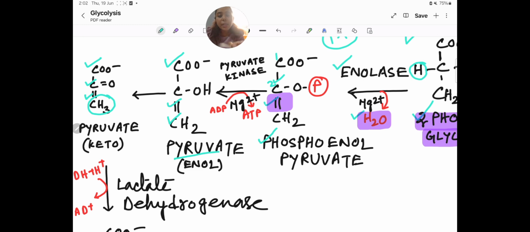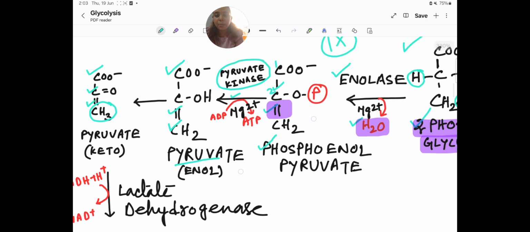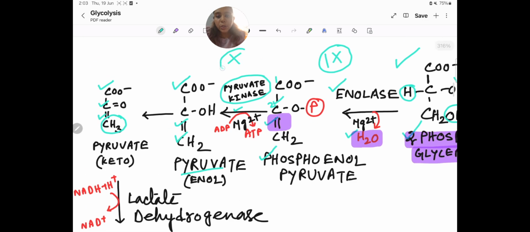And the enzyme is pyruvate kinase. This step is irreversible. That is why I have given an irreversible arrow here. Which step? This 10th step, from phosphoenol pyruvate to pyruvate. The enzyme is pyruvate kinase, and there is also generation of ATP, right? And the cofactor is Mg2+.